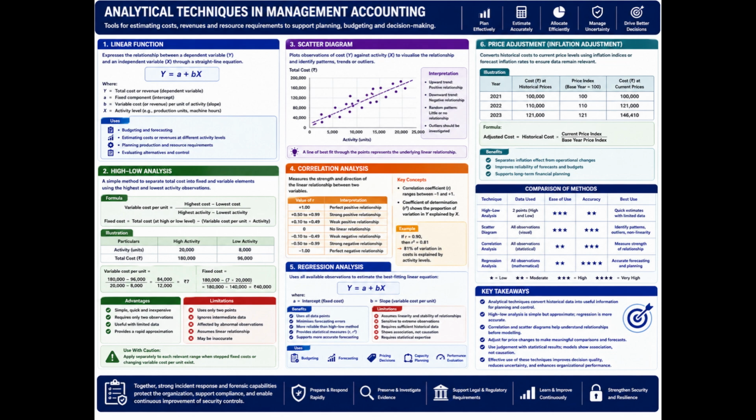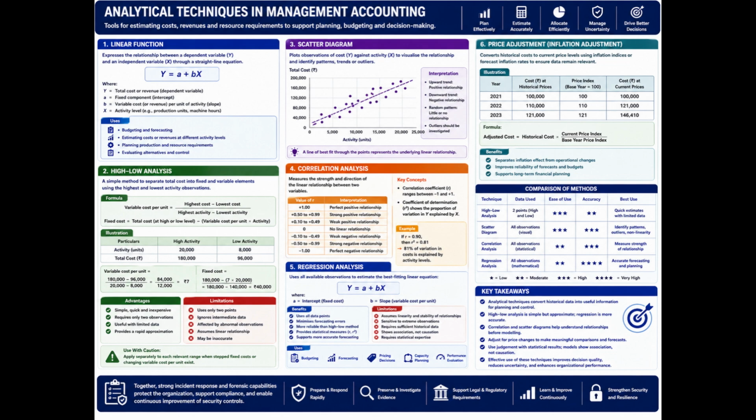A value close to -1 indicates a strong negative relationship, while a value near 0 suggests little or no linear association. The coefficient of determination, R squared, measures the proportion of variation in the dependent variable explained by changes in the independent variable. For example, if R equals 0.90, then R squared equals 0.81, meaning that 81% of the variation in costs is explained by changes in activity levels, while the remaining 19% results from other factors or random variation.